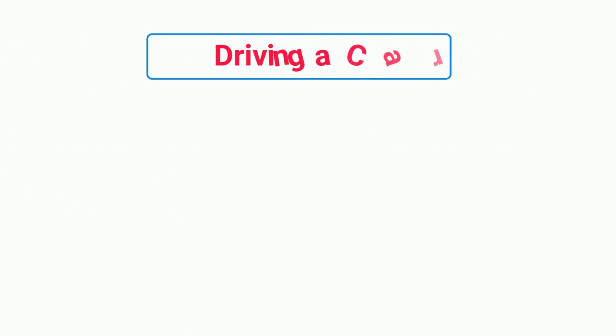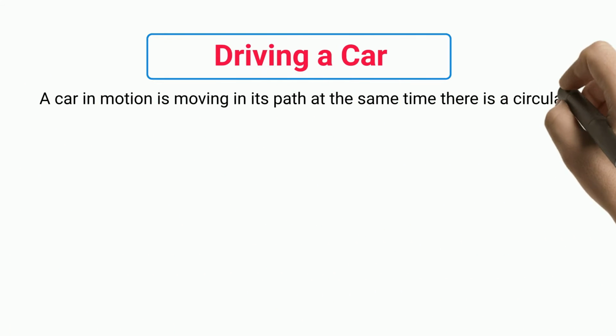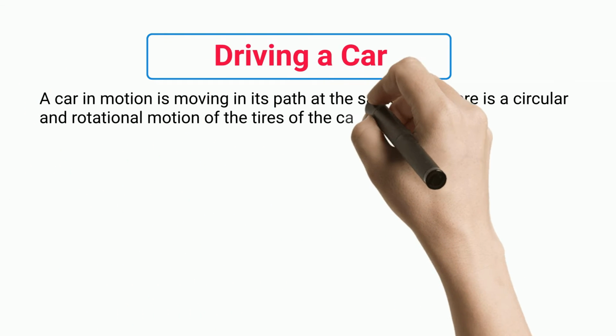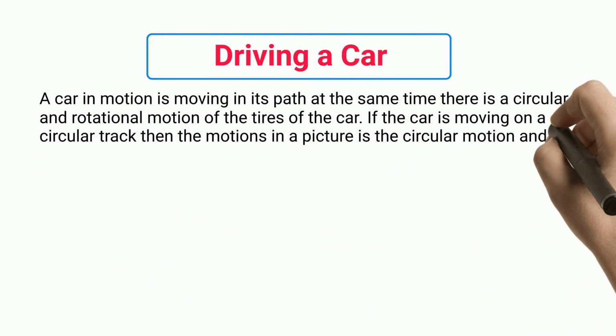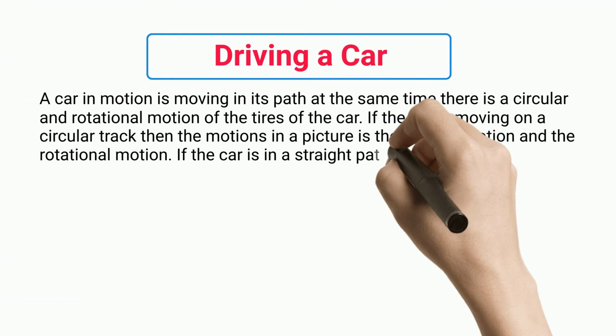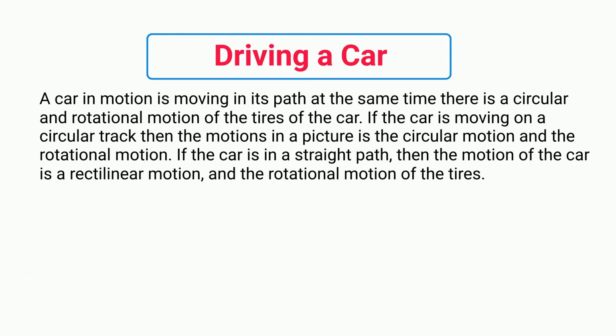Driving a car. A car in motion is moving in its path. At the same time, there is a circular and rotational motion of the tires of the car. If the car is moving on a circular track, then the motions in the picture are the circular motion and the rotational motion. If the car is on a straight path, then the motion of the car is a rectilinear motion, and the rotational motion of the tires.